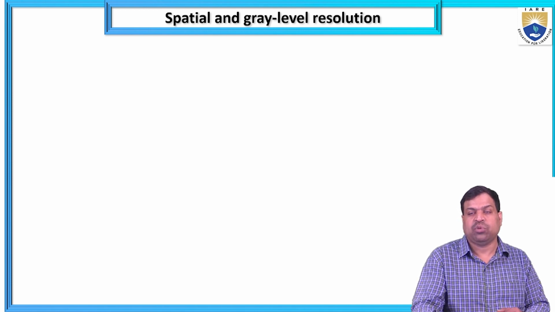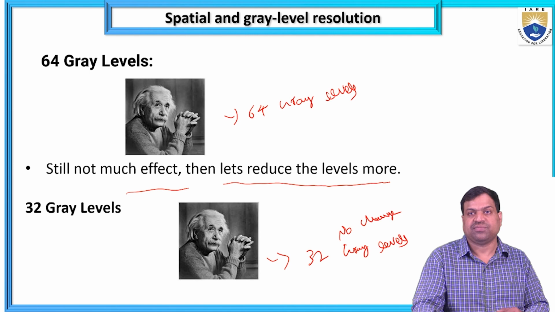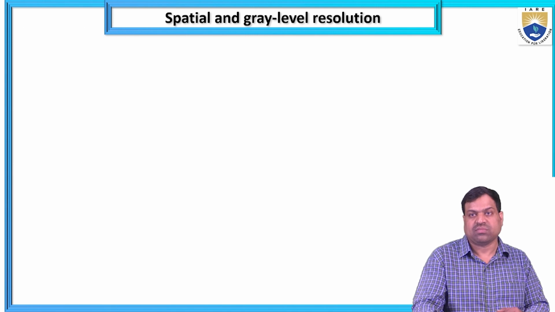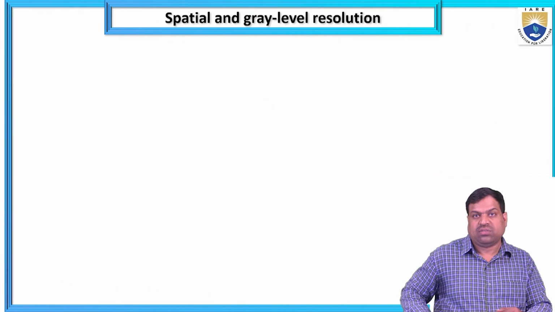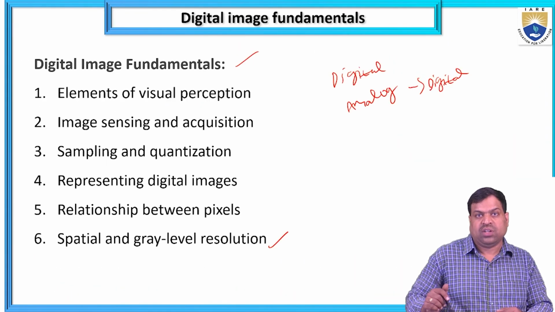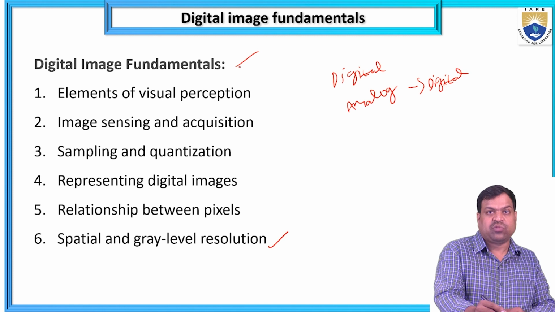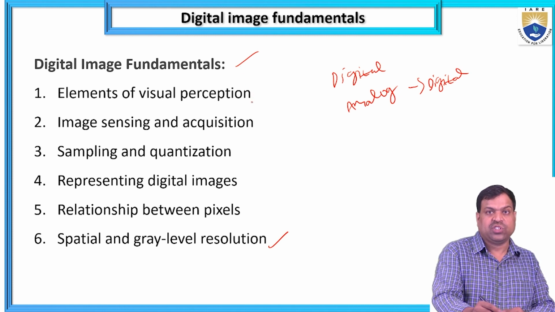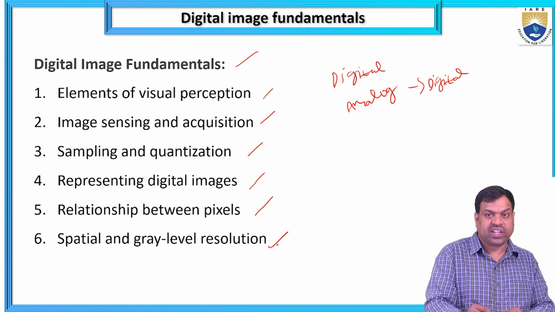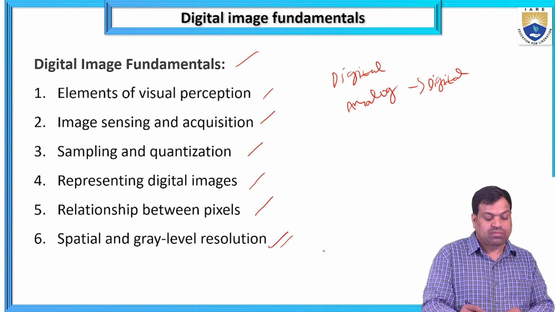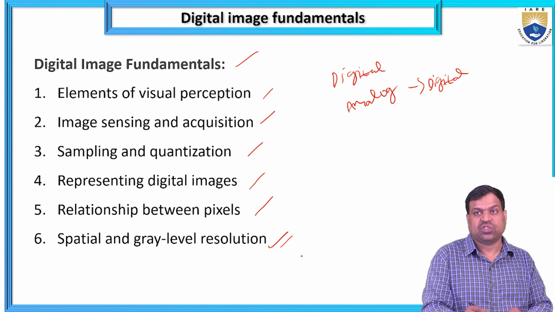So this was a discussion about spatial and gray level resolution. In the digital image fundamentals, we already discussed elements of visual perception, image sensing and acquisition, sampling and quantization, representation of digital images, relationship between pixels, and spatial and gray level resolution. We have completed spatial and gray level resolution today. So the total image fundamentals are completed.